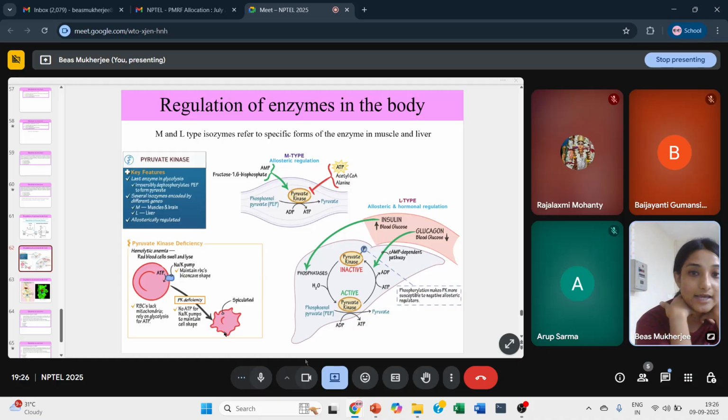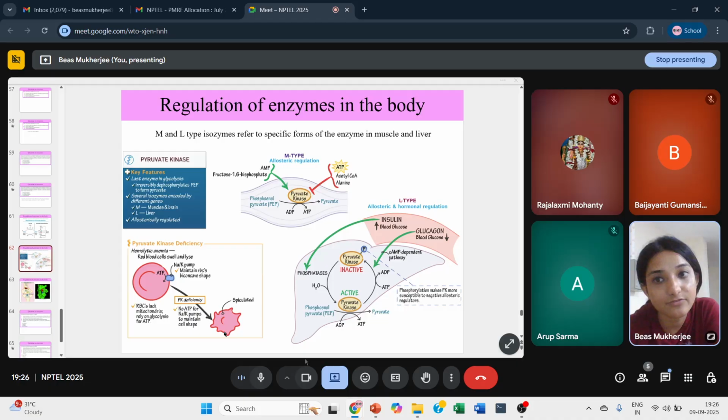Now, L type. What is L type doing? L type phosphorylation makes pyruvate kinase more susceptible to negative allosteric regulators. And what are the allosteric regulators here? Anyway, so the last enzyme in glycolysis is pyruvate kinase.